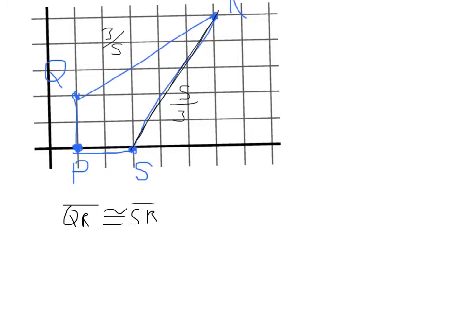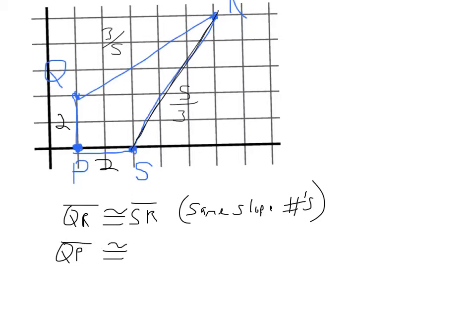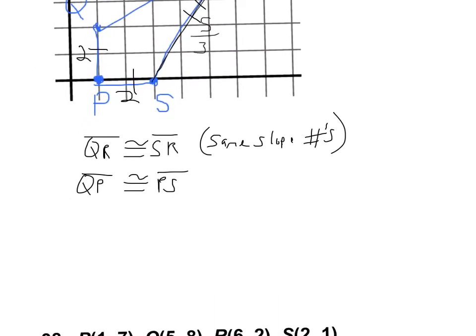And I'll just write a little reason, because they have the same slope numbers. They don't have the same slopes. They just have the same slope numbers. I can actually just count that from Q to P is 2, and from P to S is 2. Since they aren't at a slant, they're just straight vertical and straight horizontal, you can easily count the distance. So QP is going to be equal to PS. All right, so I have two sets of consecutive congruent sides, and that is what you would need to write out to say it's a kite.